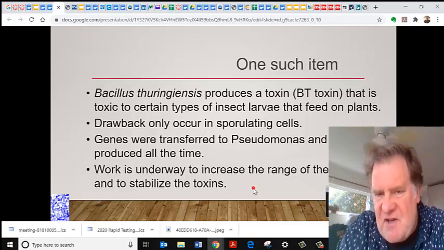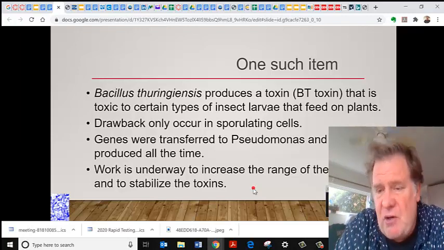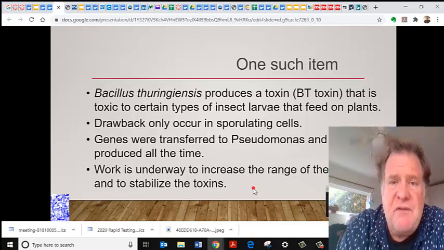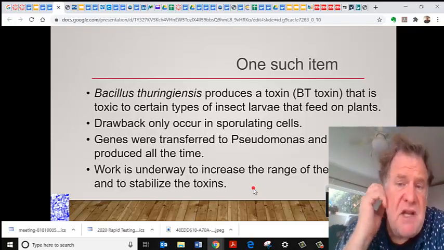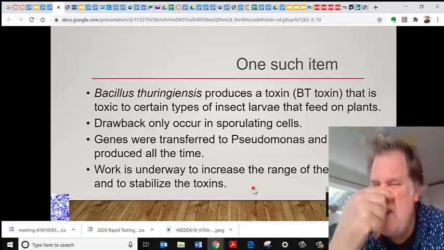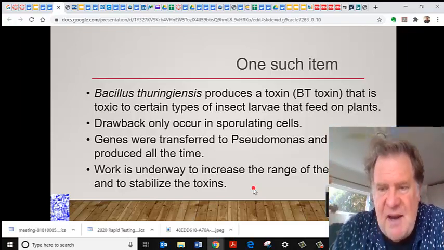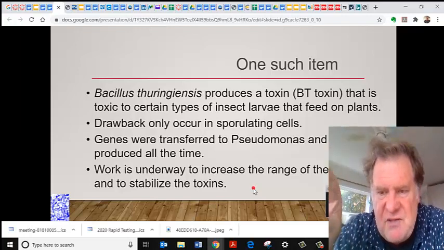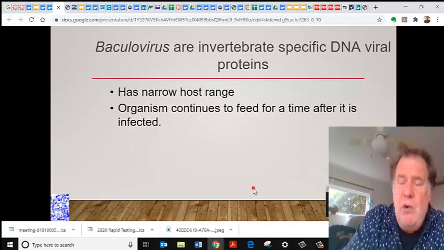We've actually transformed it into Pseudomonas, an organism that can grow out in the fields very well. So if you have this gene in Pseudomonas, you can spray it on the fields and it will work instead of Bacillus thuringiensis. And again, we're working on ways to increase the range of these toxins and to stabilize those toxins. We don't want the toxins to degrade too fast, but we want them to be around for a while in order to do their work.